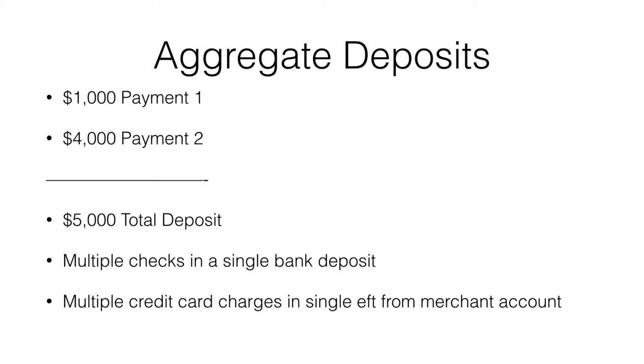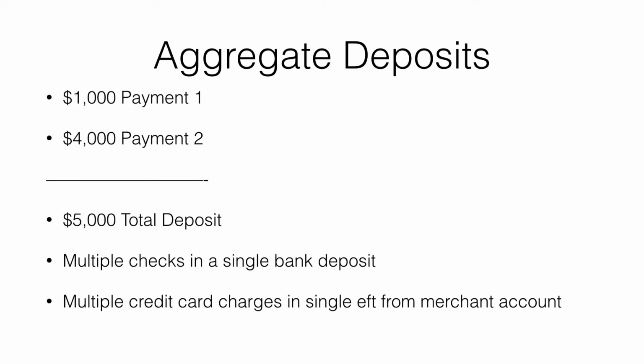The traditional place where we'll see this is you get a payment or check from client 1 for $1,000 and we get a payment from client 2 for $4,000. When we take those to the bank, we combine them into a single deposit and we make a single $5,000 deposit. When we get our bank statement, it will show a single $5,000 deposit, even though it consists of the $1,000 and $4,000 detail items.